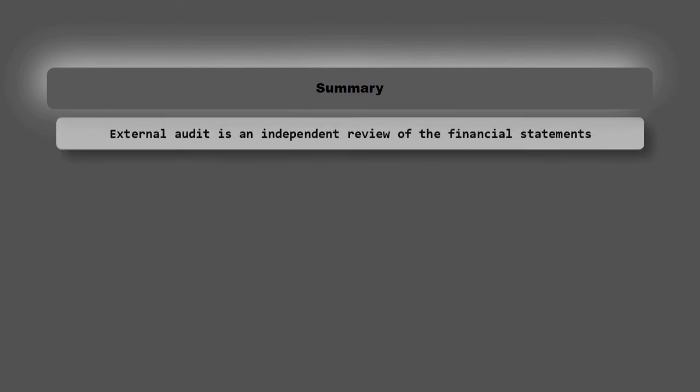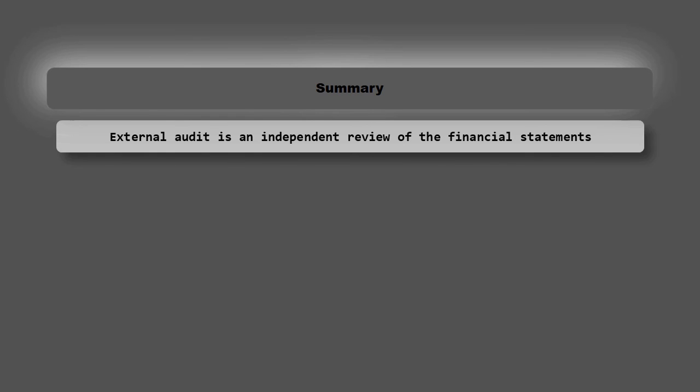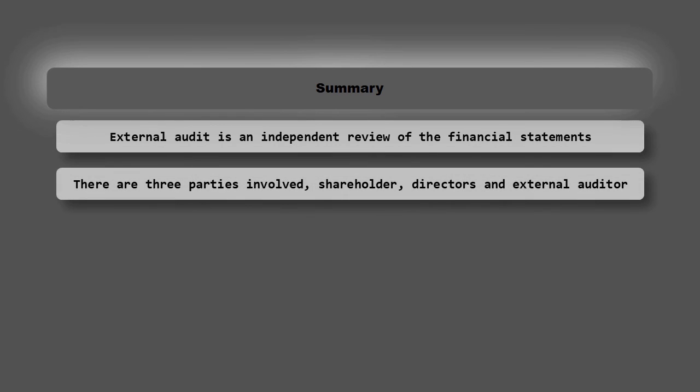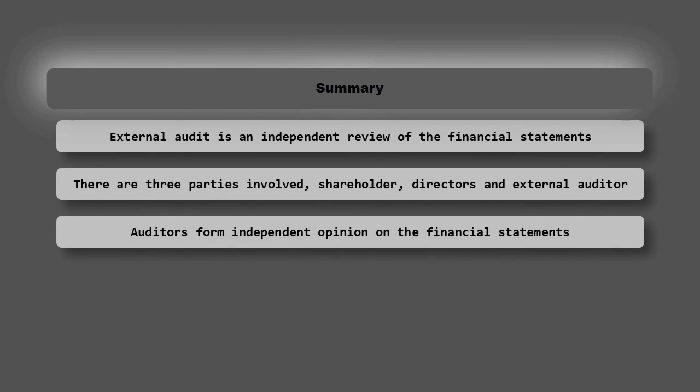Therefore, to summarise, an external audit is an independent review of the financial statements. There are 3 parties involved: the user of the financial statements, for example the shareholder, the provider of the financial information, the directors, and the external auditor performing an independent review. Auditors form an independent opinion on the financial statements and state whether the financial statements are true and fair and properly prepared.